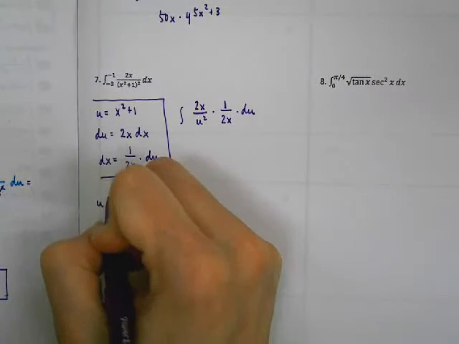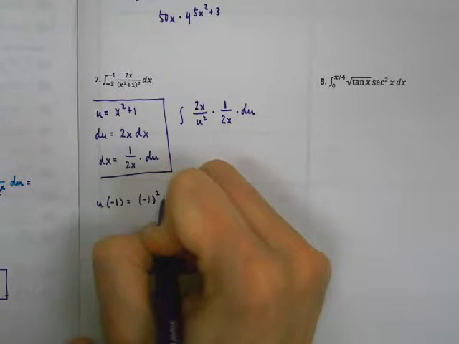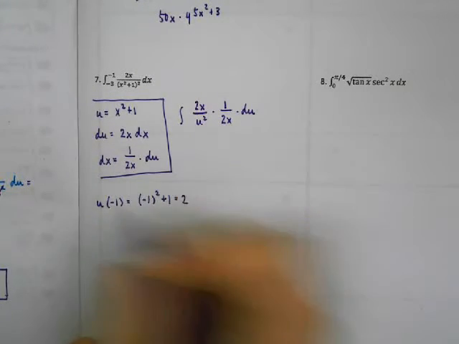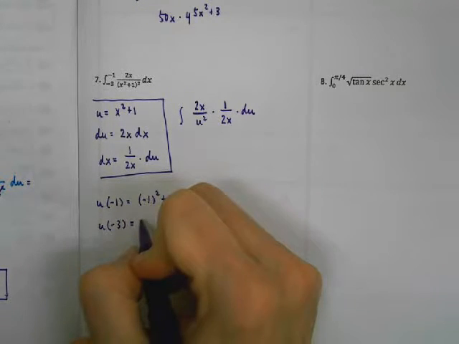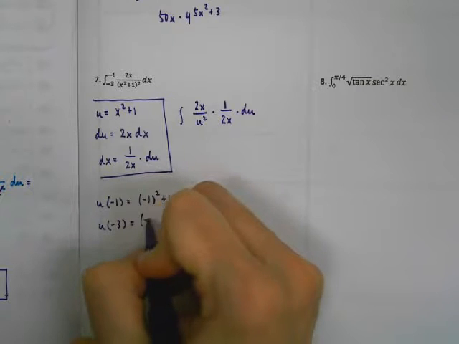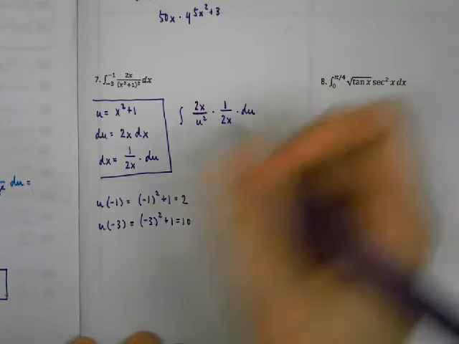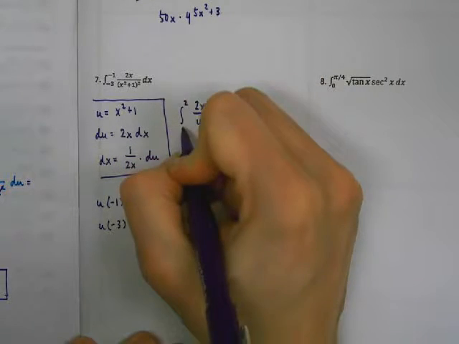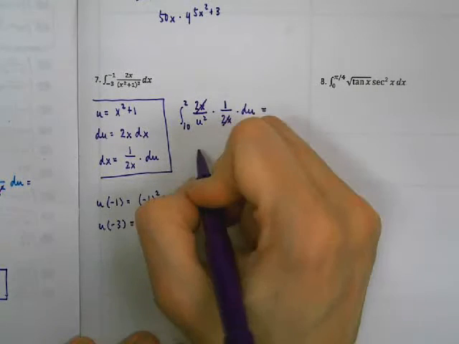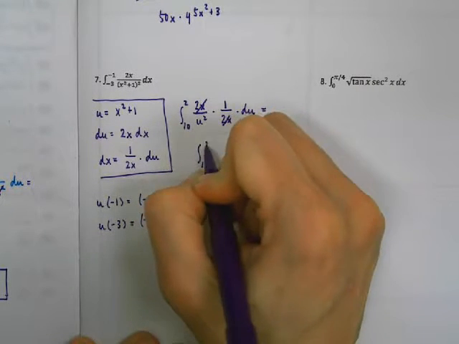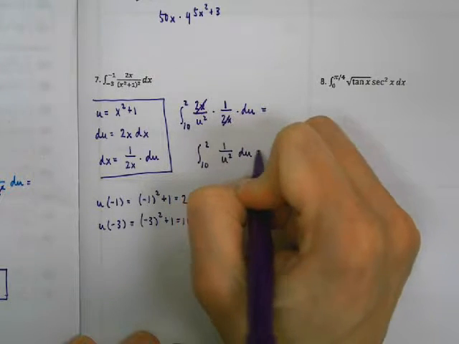Now for my new limits, I have negative 1 here, so I have negative 1 squared plus 1 is going to give me 2, and then u of negative 3 is going to give me, let's see, negative 3 squared plus 1 is going to be 10. So my upper limit is 2, my lower limit is 10. Now I'm going to simplify, so I have the integral from 10 to 2 of 1 over u squared du.